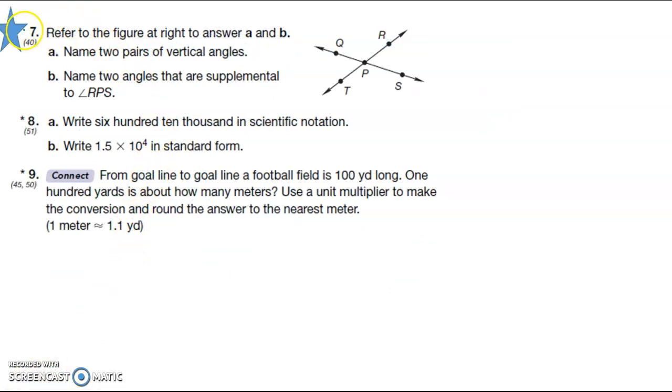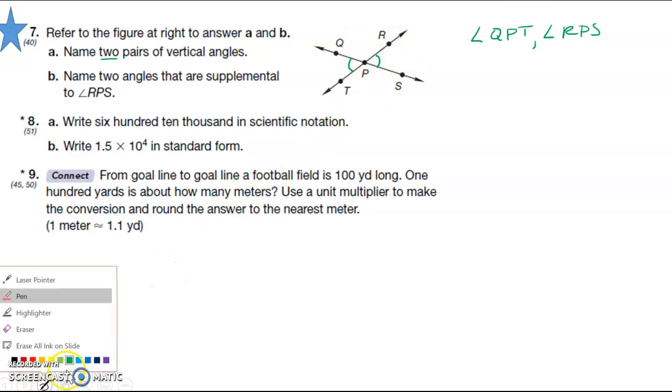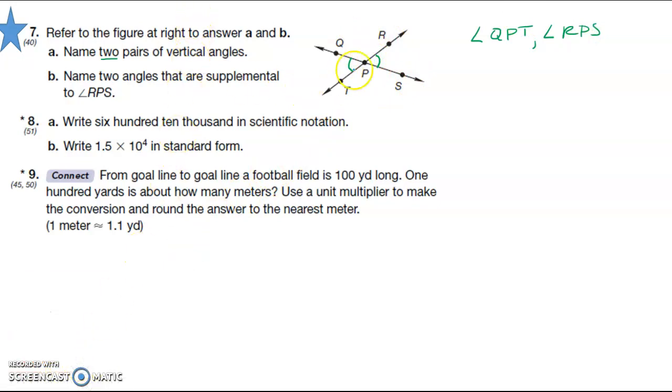Oh my goodness, why do I have a big blue star here? Probably because it's not starred and it's one of those awful difficult problems. So this says, refer to the figure at the right, name two pairs of vertical angles. So vertical angles are opposite of one another. So this one and this one are vertical, and that's going to be angle QPT and angle RPS, because that's how we name angles. And it wants two pairs of vertical angles.